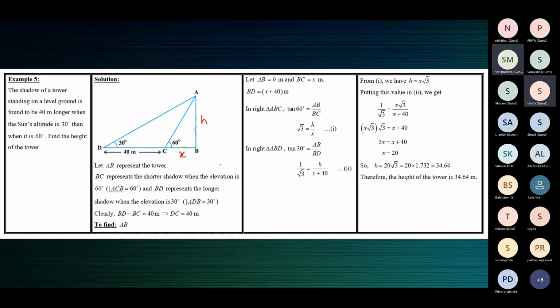For root 3, we want to always take it as 1.732 or 1.7. If nothing is mentioned, we have to take 1.732. Okay. So this working, children, you can do it in 2-3 ways. I'll tell you.